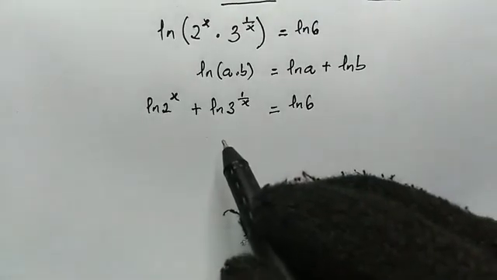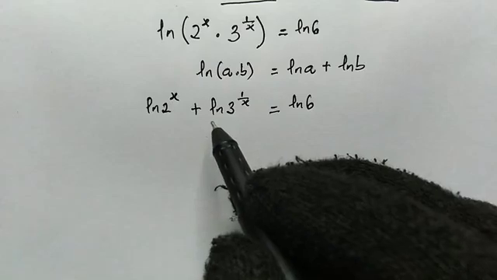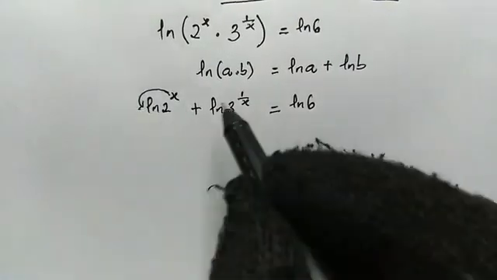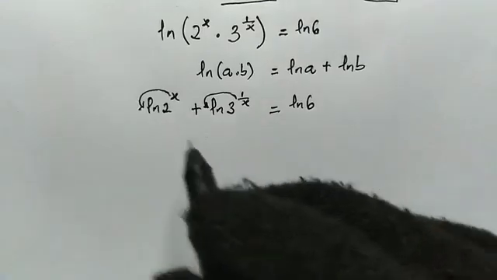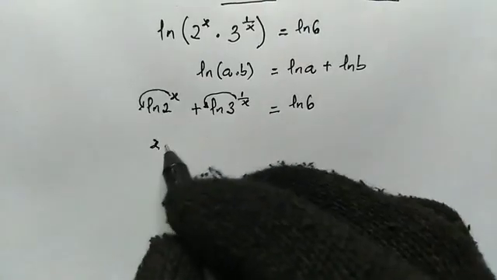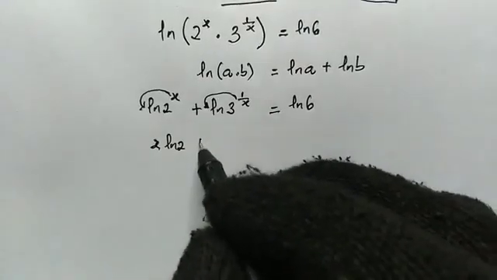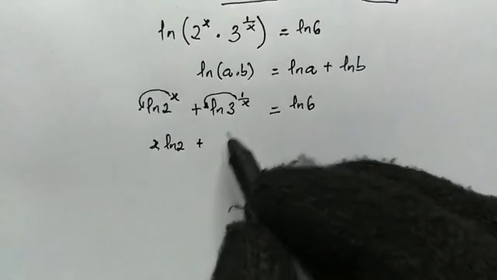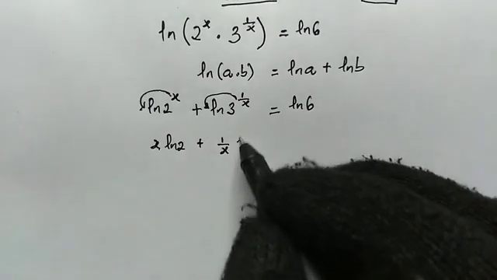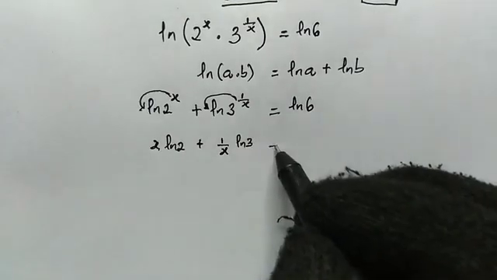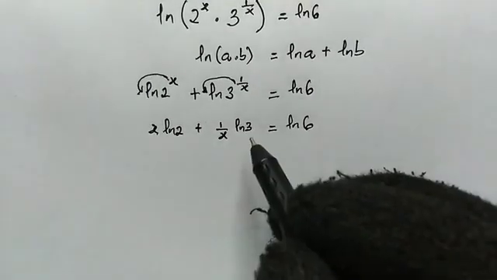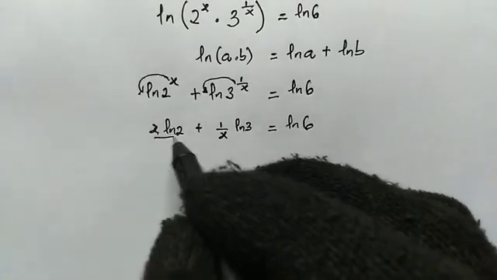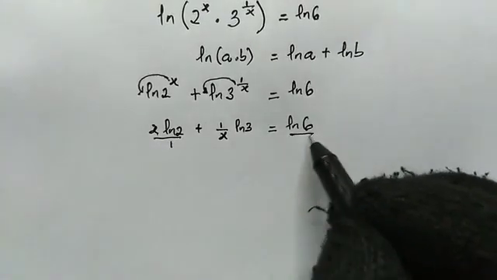Okay, now from here, with the power rule of logarithm, this power here will cross over to the front, and this power of 3 here will also cross over to the front. And this will become x multiplied by the natural log of 2, then plus the power of 3 here, which is 1 all over x multiplied by the natural log of 3, then this is equal to the natural log of 6.